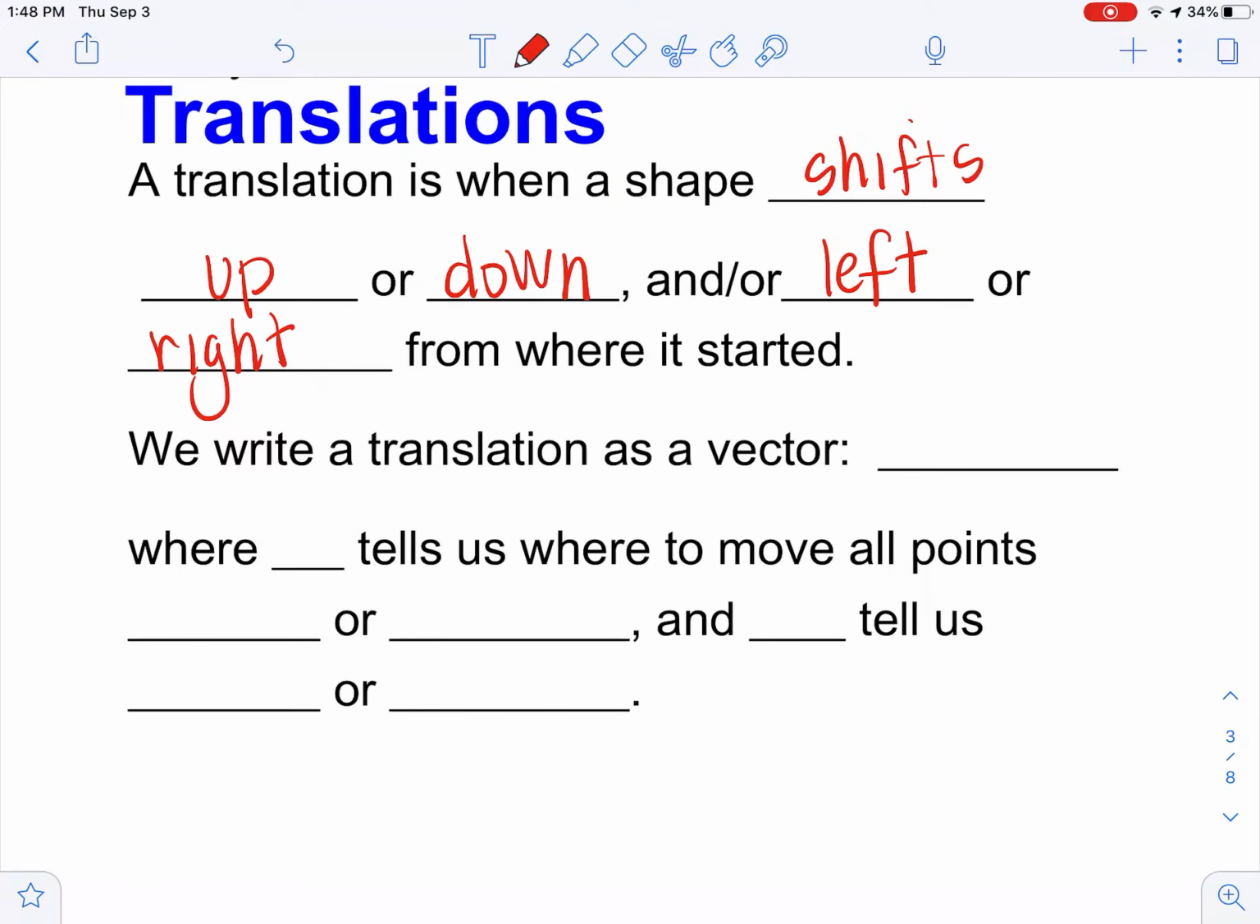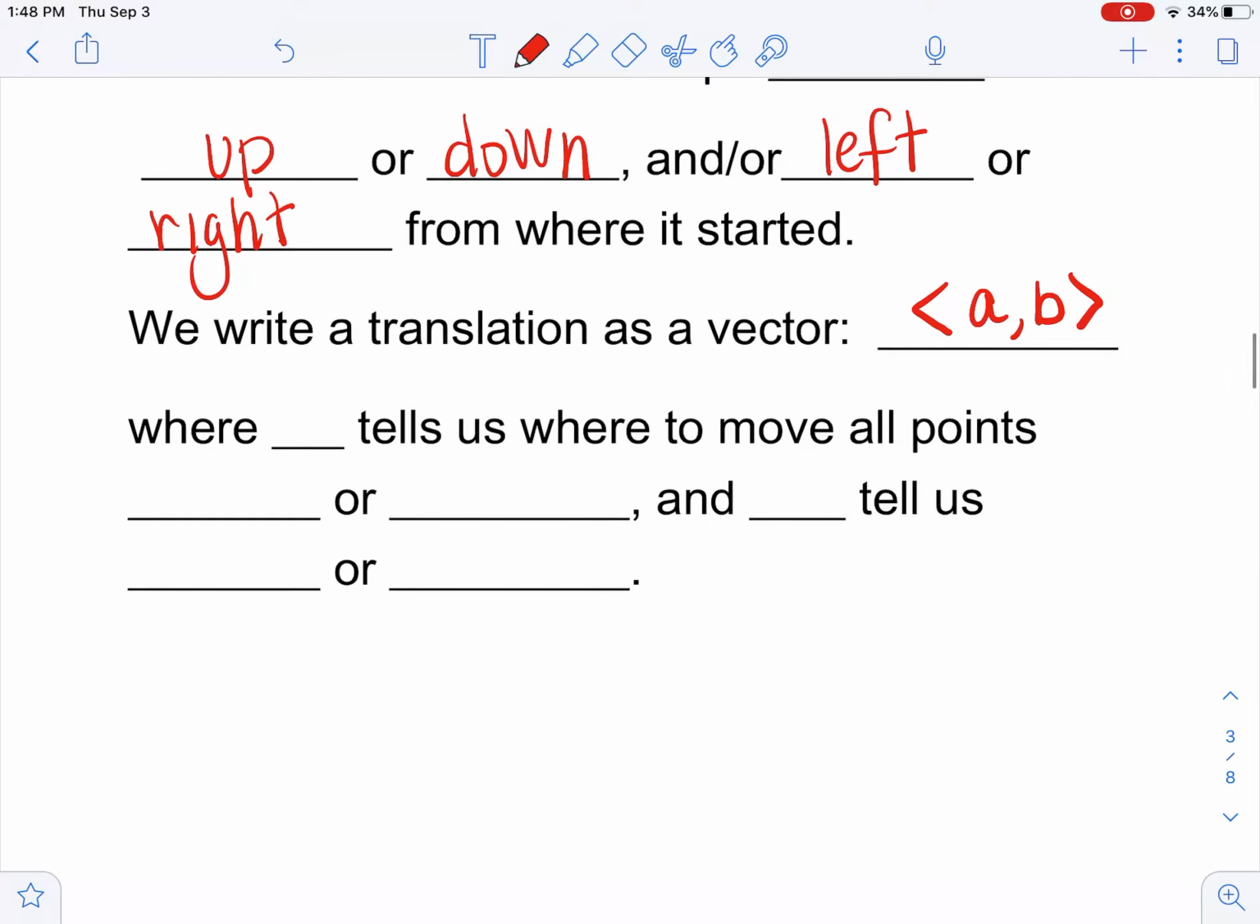When we write translations, they're written as vectors. So how do you write a vector? You're going to use what looks like a less than sign, then A, comma, B, and then what looks like a greater than sign. So it's not parentheses. Don't use parentheses. You're just going to use your vector brackets, is what they're called.